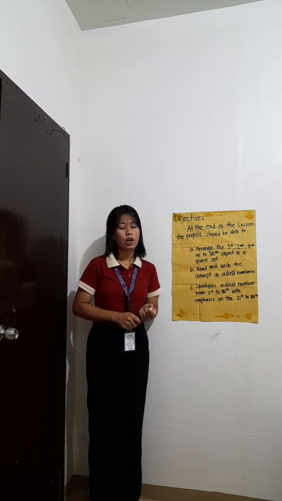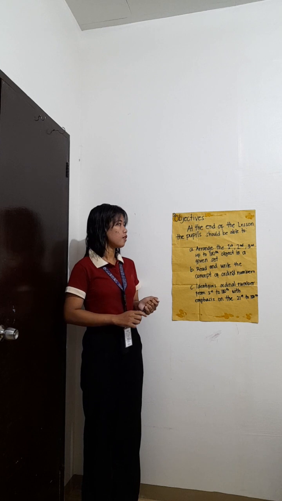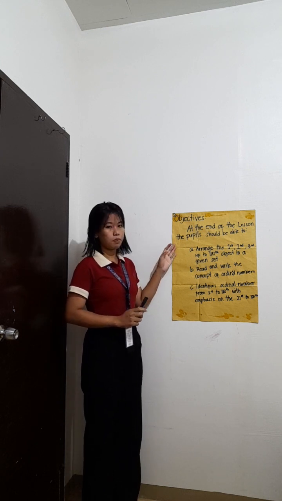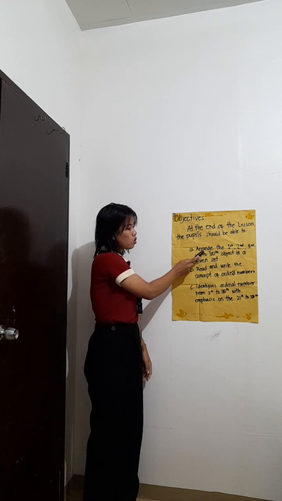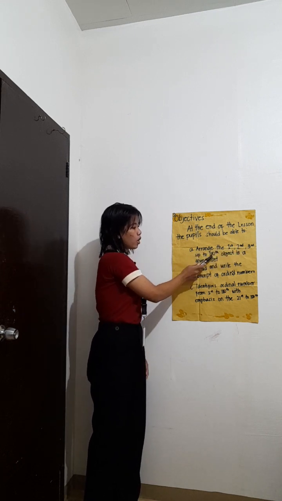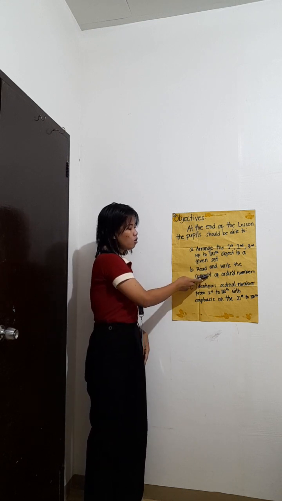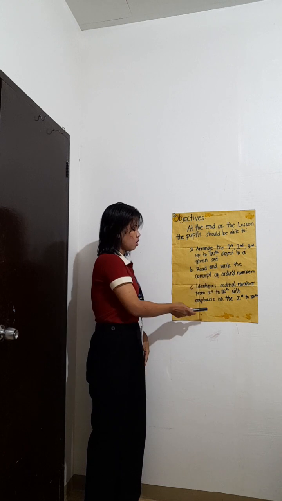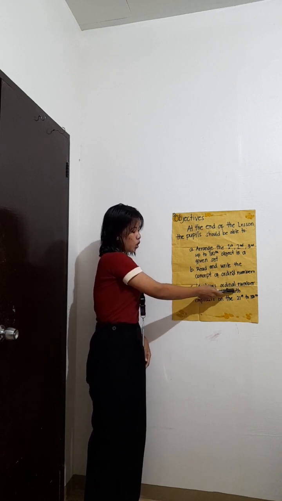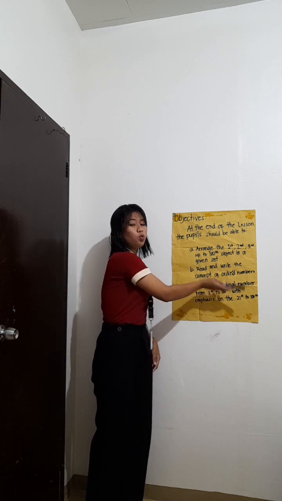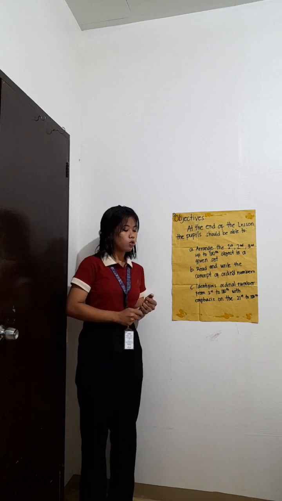And my topic is all about the ordinal numbers from first to 100. And these are the objectives. At the end of the lesson, the pupil should be able to arrange the first, second, third up to 100 objects in a given set, and read and write the concept of ordinal numbers and identify ordinal numbers from first to 100 with emphasis on the 21 to 100. So now let's move on to our topic.